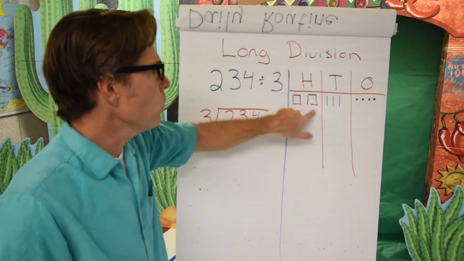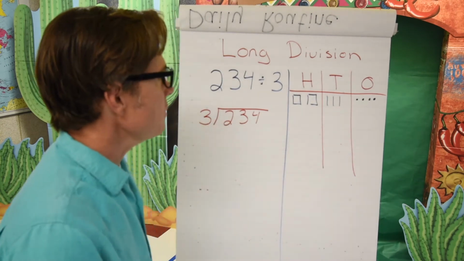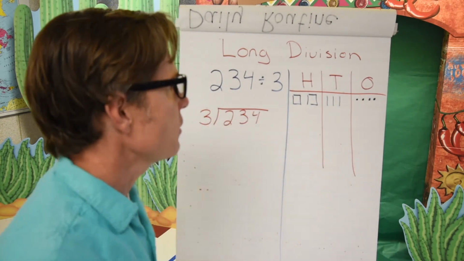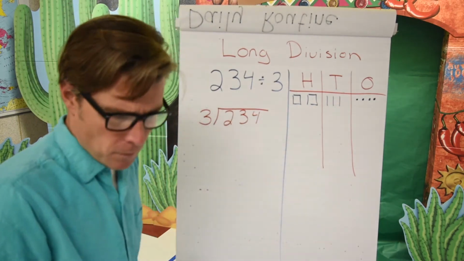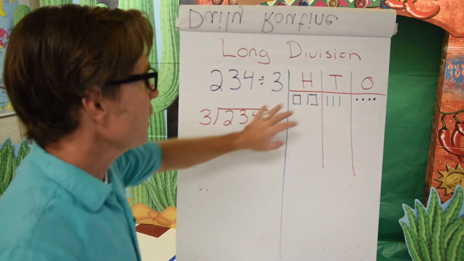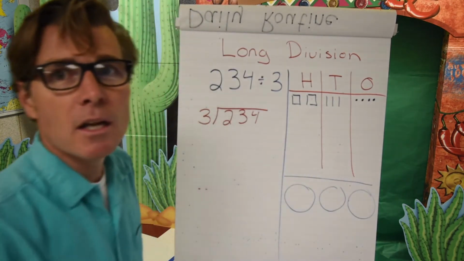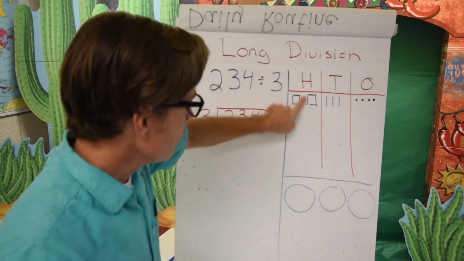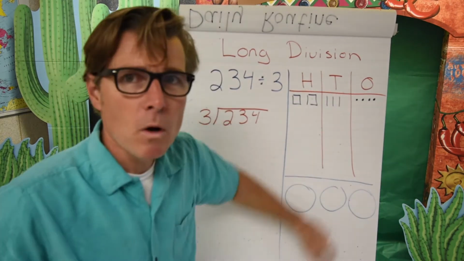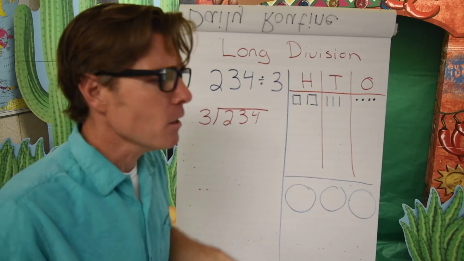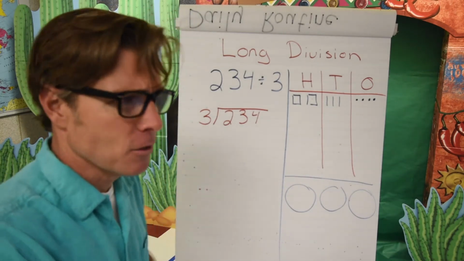I have 2 100s, represented by my little squares, 3 tens, 4 dots in my 1s. So 234. And I'm going to distribute those into 3 groups. My groups down here are 3 groups. So I'm going to take my hundreds and distribute those equally out, tens, distribute those equally out, ones, and distribute those equally out. I'm going to distribute them out one at a time, kind of like dealing cards.